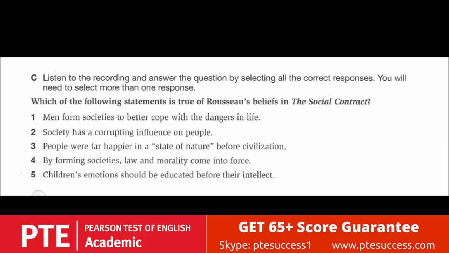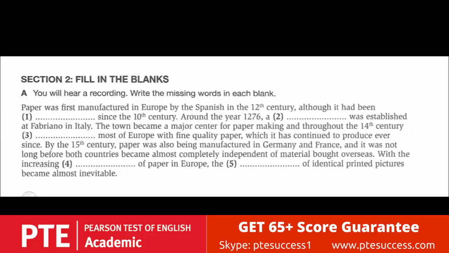Practice Test 2, page 78, section 2. Fill in the blanks. You will hear a recording. Write the missing words in each blank. Recording A.